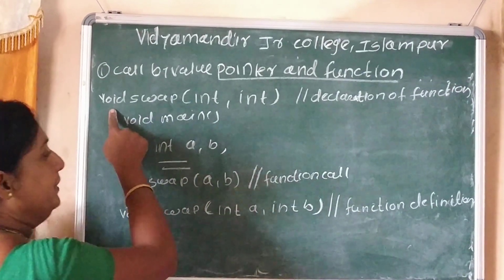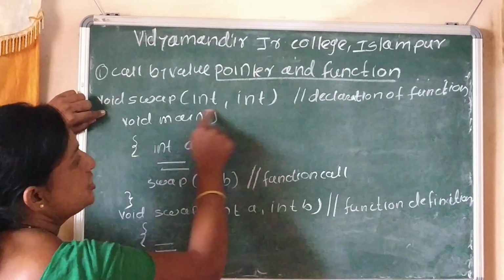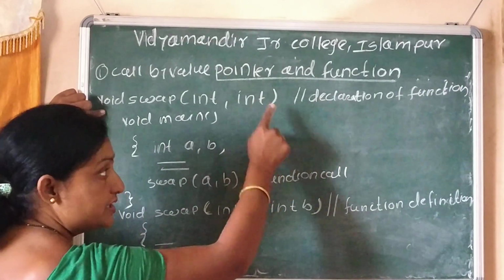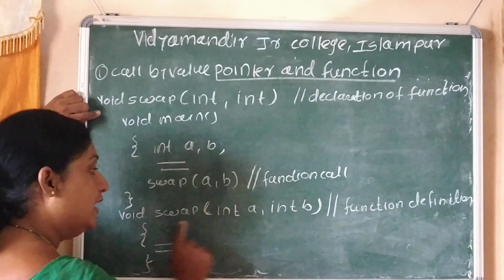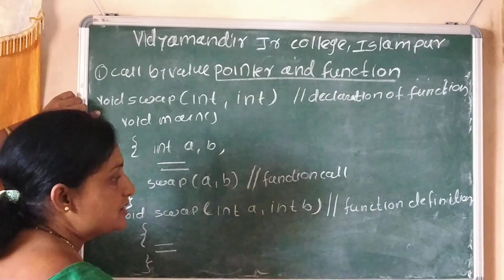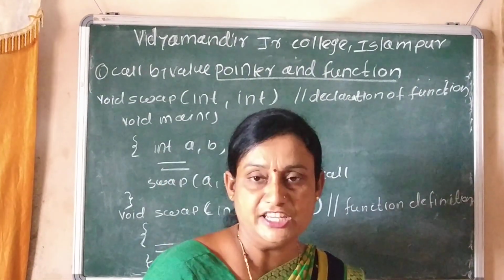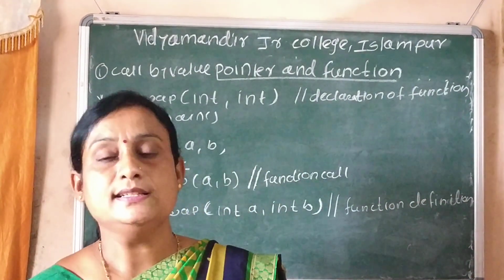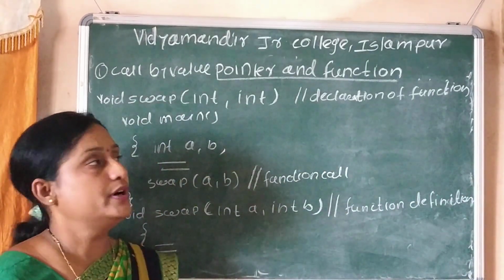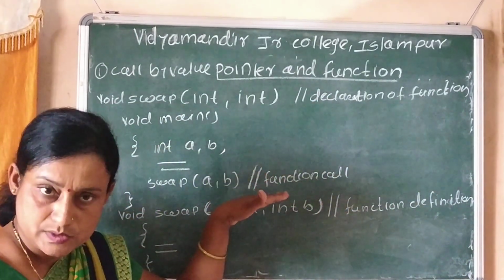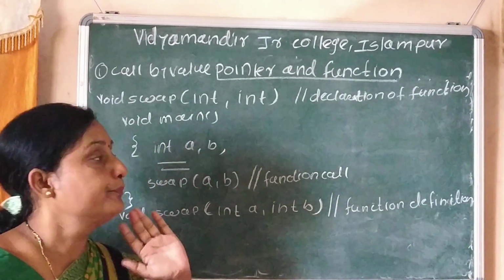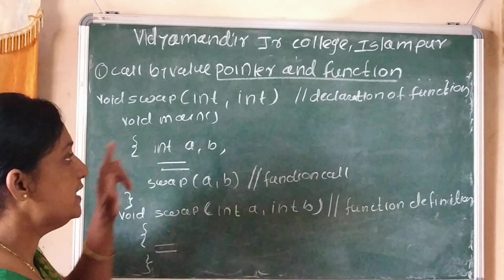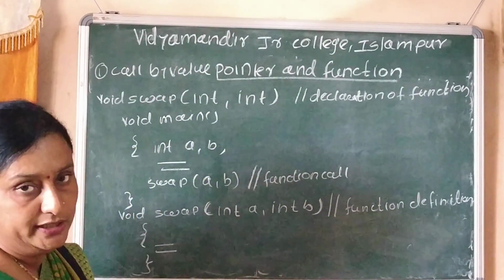Again, we write the same declaration of the function which is declared in the declaration part of the function. This statement is called a function definition. These are the parts of the function: first we declare the function, next the function call, and third the function definition. By using the function we use the pointer.